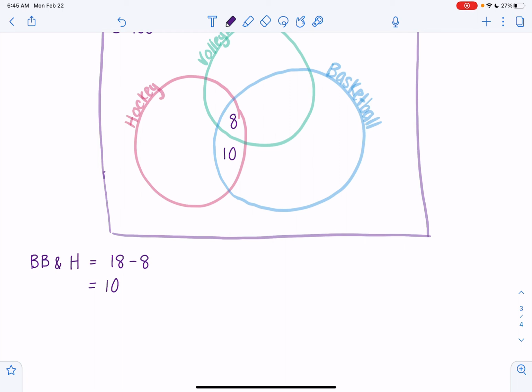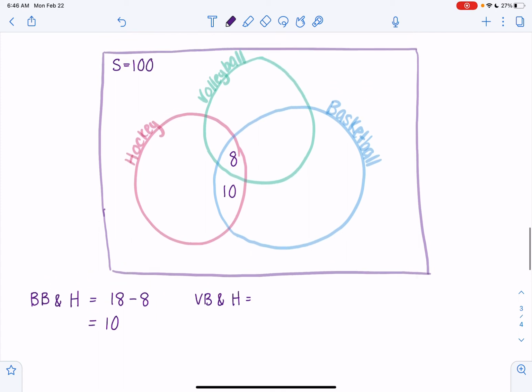Then we'll look at how many play volleyball and hockey. From the question, it says 14 athletes play both, but we have to subtract those 8 in the middle. So that will give me 6. Then for volleyball and basketball, in the question, it says that 20 athletes play volleyball and basketball, so we need to subtract those 8, and we get 12.